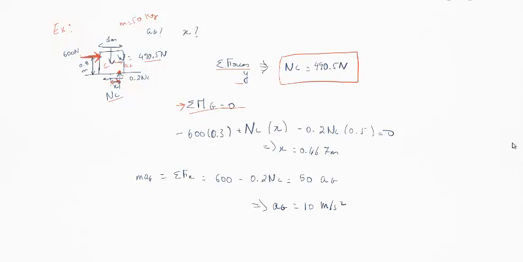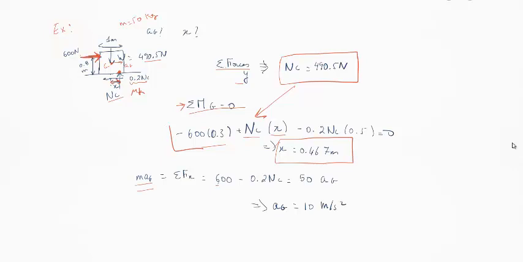So G is over here. Now we have 600 times 0.3, minus... plus NC times x, minus 0.2 NC, which is the friction. 0.2 is mu k, it's given in the problem. Times 0.5, that's the distance, and everything is equal to 0. We already have NC from before. We get x to be 0.467 meters.